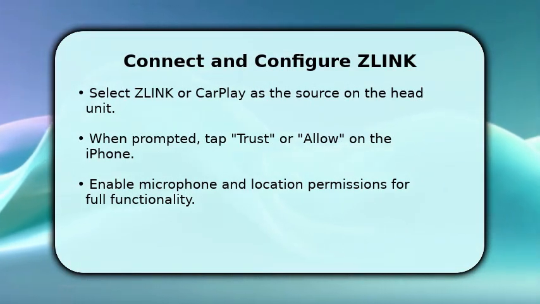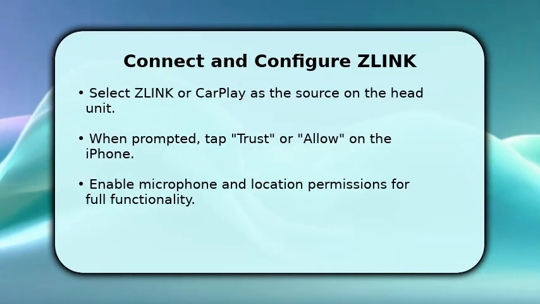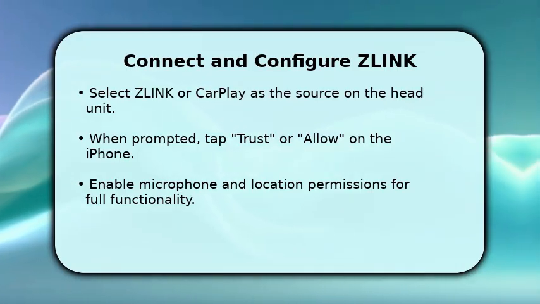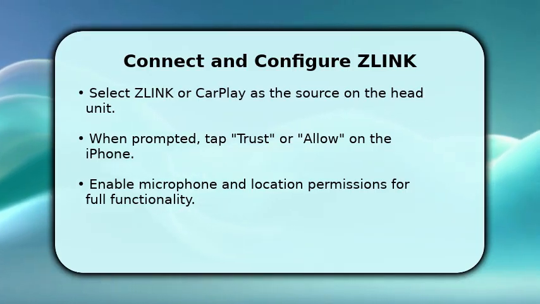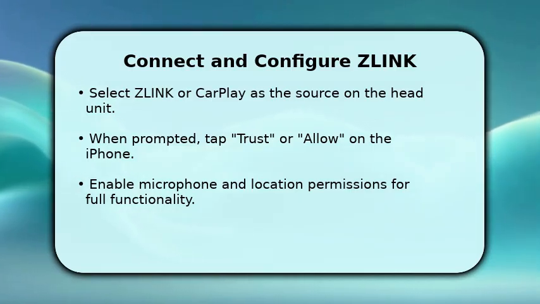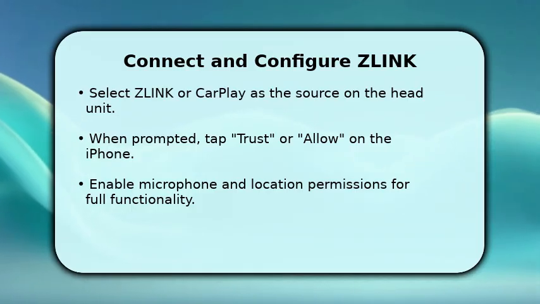On the head unit, choose Zlink or the CarPlay input so it starts scanning USB devices. When the iPhone prompts, tap Trust or Allow so the head unit can access apps and audio. Without that permission, the screen will stay blank. Next, grant microphone and location permissions. Voice control and navigation need them.